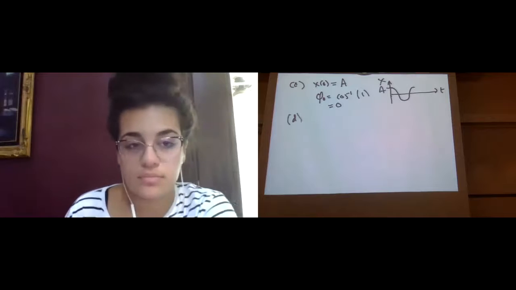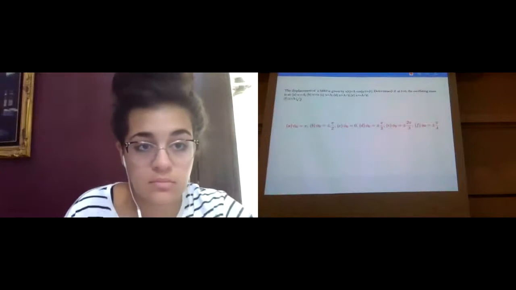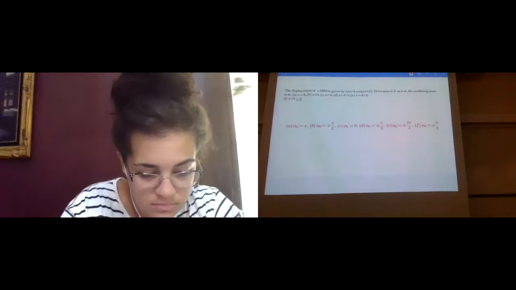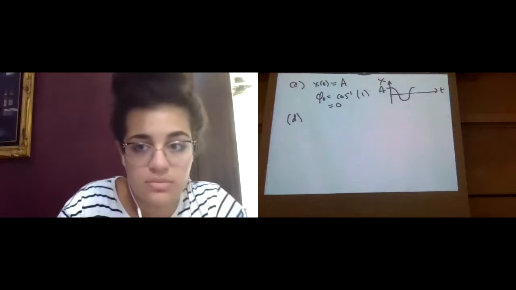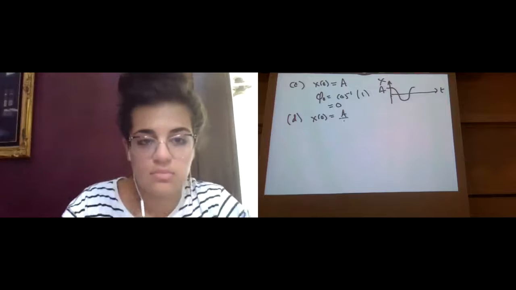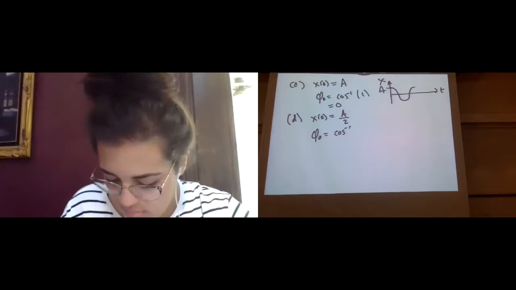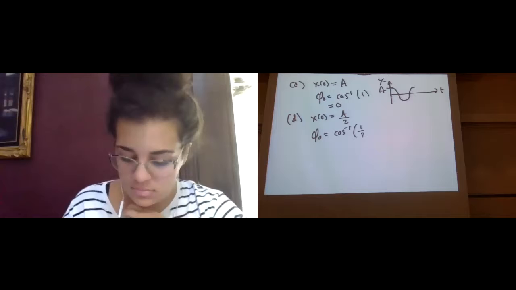Part D. For part D, we now wanted to know when it was equal to half of the amplitude. So now we have x of 0 equal to A divided by 2, which means the phase factor is equal to the inverse cosine of 1/2.